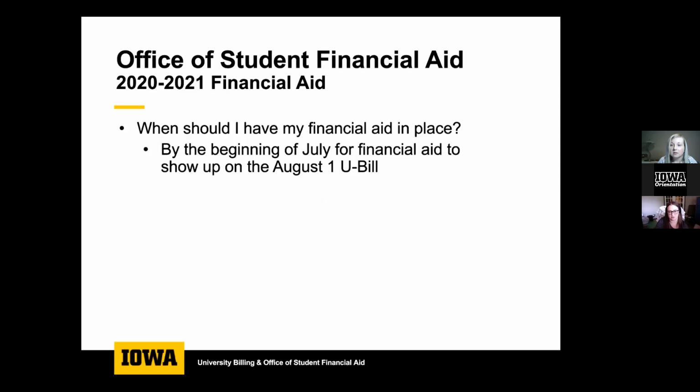Okay, so you might be thinking, when do I need to have this all in place and ready to go? And I like to use the 4th of July as a way to remember. So with the 4th of July coming up, you may need to start taking some action on some of these, but there's still time. If you keep this date in mind yearly to have your financial aid in place, then you know it will always be ready to go for that August 1st U-bill.